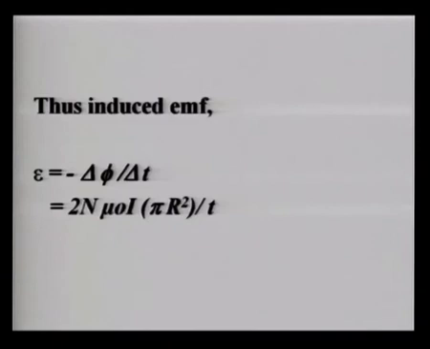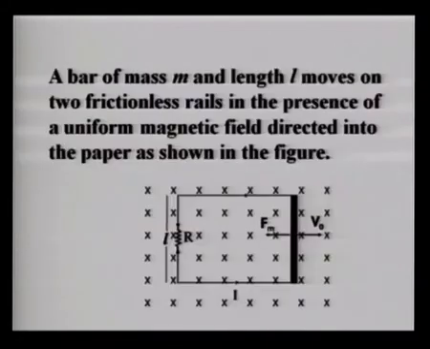You can find now the induced EMF, that is minus del phi by del t, the rate of change in magnetic flux. It will be equal to 2 times N mu naught I pi r square upon time t. So this is the expression for induced EMF due to change in direction of current in a solenoid. To produce induced current, change is a must. Let me take another example.